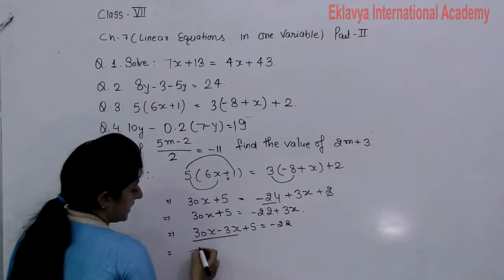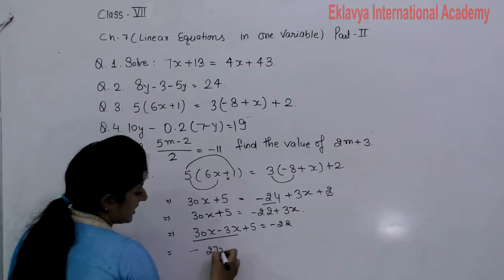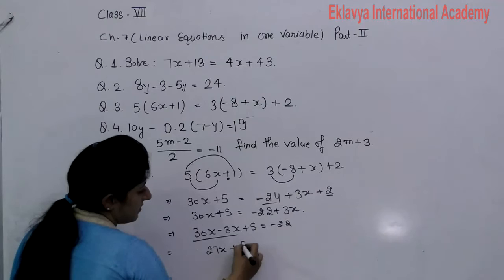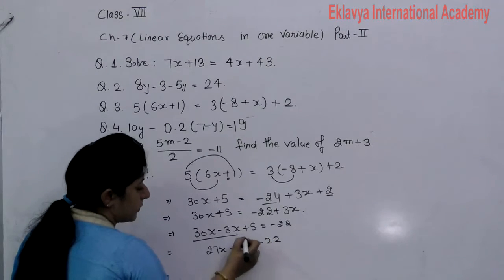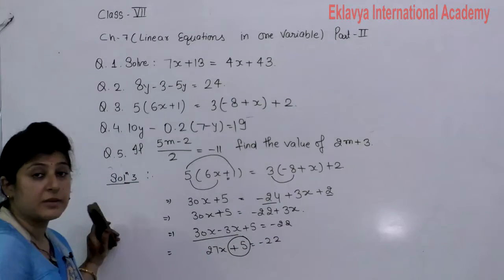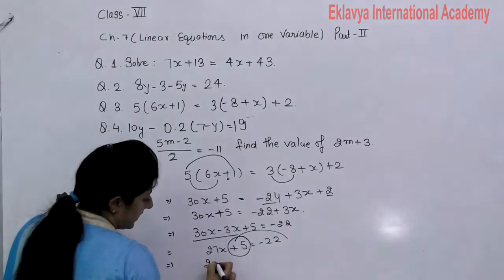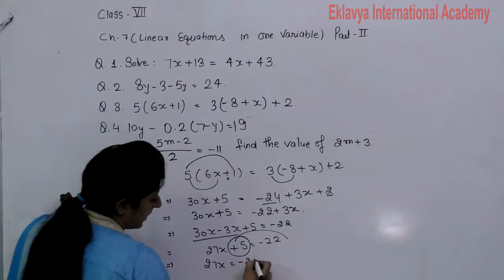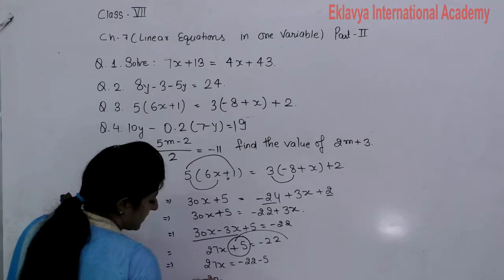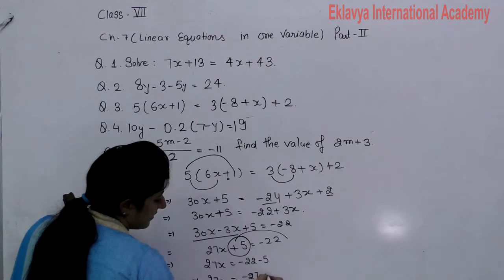It becomes 33 minus 3, which means 27x plus 5 is equal to minus 22. Now this 5 is the constant term. When you change the side, it becomes 27x is equal to minus 22 minus 5. 27x is equal to minus 27.